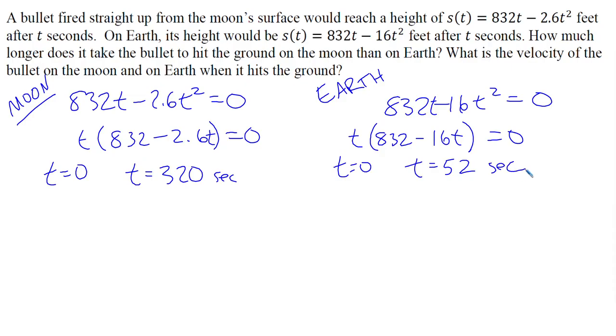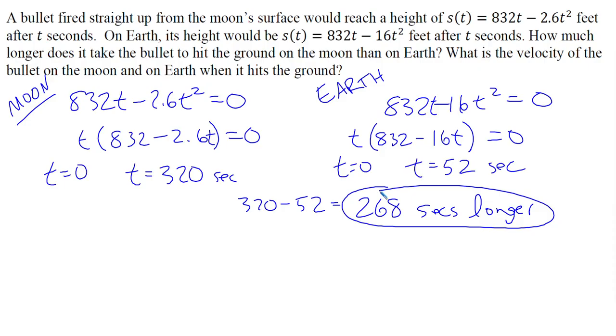The question actually asks how much longer does it take. So we'll do 320 minus 52 seconds, which should be 268 seconds longer. And so that's the first part of the question. No calculus really needed there. Second part of the question is, what is the velocity of the bullet on the moon and on the Earth when it hits the ground?